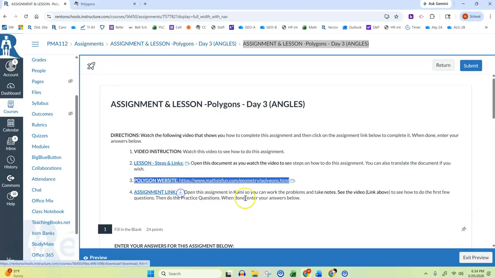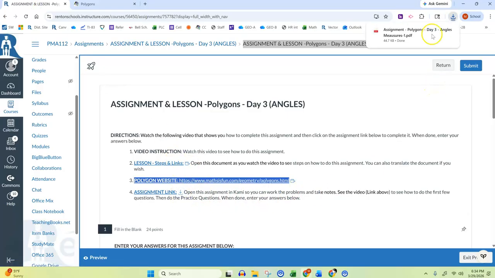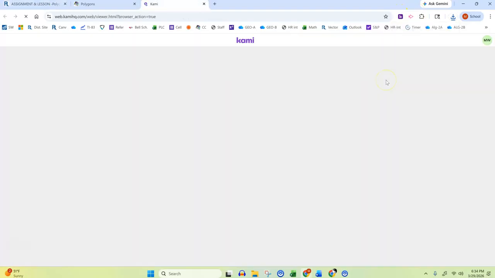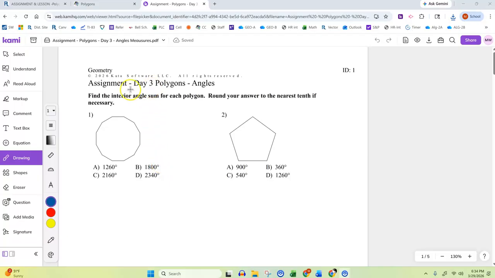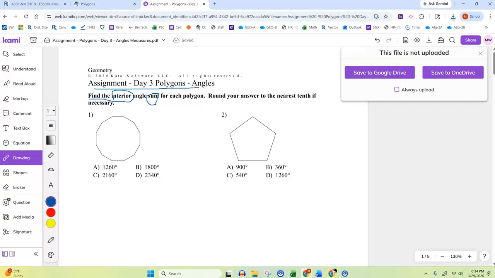That is right here. Make sure you download it so you can take notes in Kami, right? And what kind of questions do we have? One moment. Okay, so the first question we have is find the interior angle sum. Now this is the important part, okay? Sum is not just one angle, it is all angles together, right? The sum is we add them all up. So that's a different thing than we were doing just a moment ago.